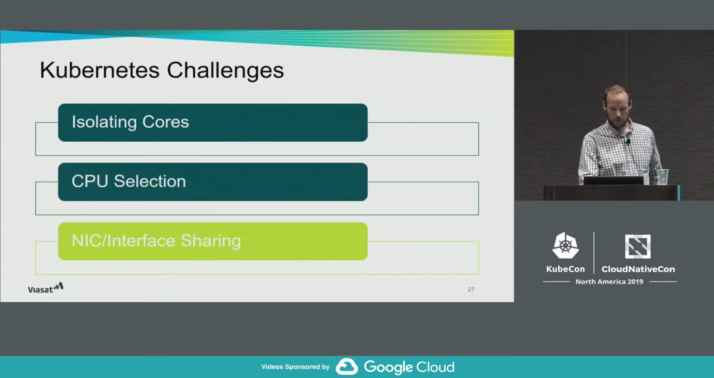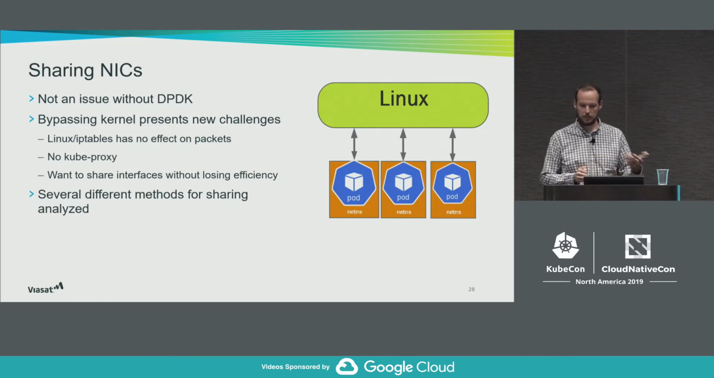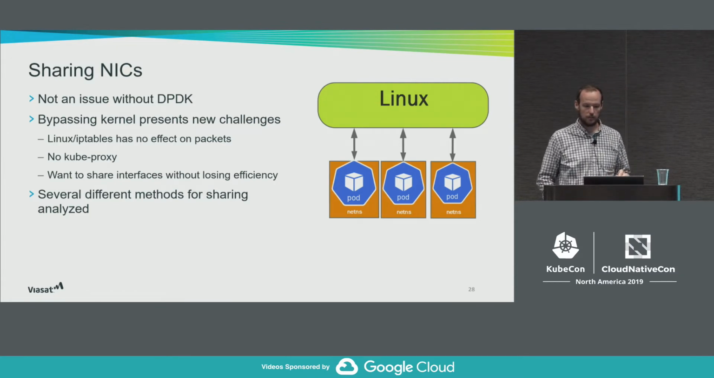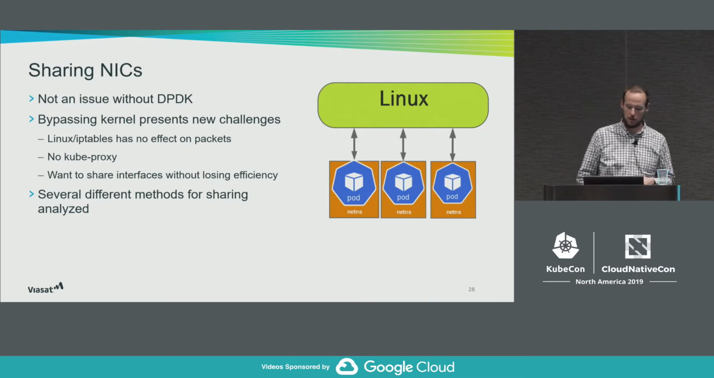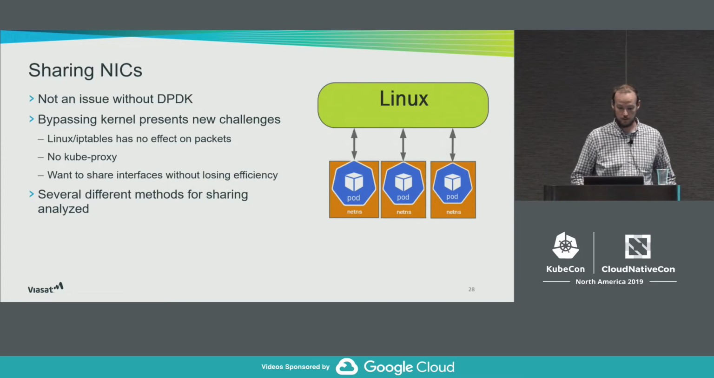And the last thing we had to face was sharing a NIC or sharing an interface. Again, this isn't an issue without DPDK, because if you're using standard CNI plugins like Calico or Flannel, they all go through the Linux kernel and they set up things like iptables or IPVS to route packets appropriately. But when you're working with DPDK, you're bypassing the kernel entirely. So Linux and iptables won't even see the packets. And also kube-proxy, which was previously there to steer the packets for services, won't see the packets either.